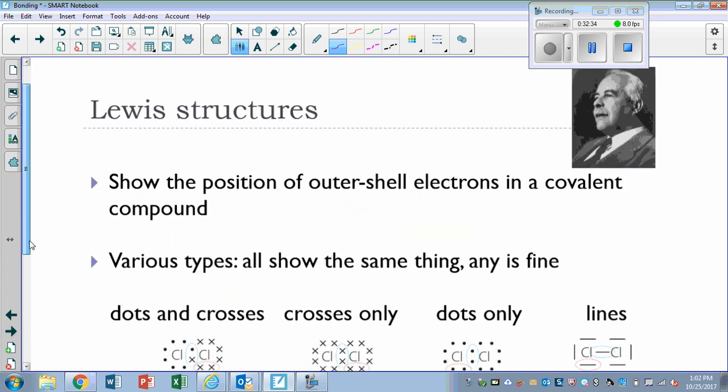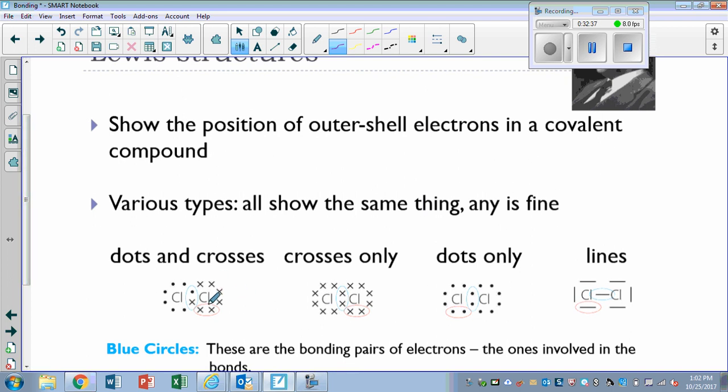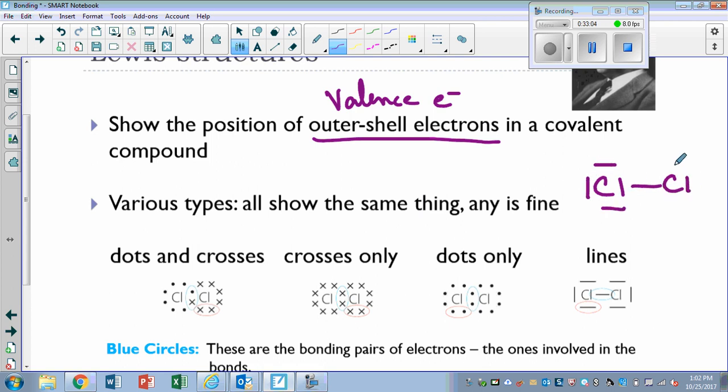Then we talked about the Lewis dot diagram, how we show electrons around the central atom. It shows the position of outer shell electrons. Outer shell electrons are called valence electrons. In a covalent compound, we have various types to show the dot diagram. We can show them as dots, like this. We can show them as a line. So you see, I can show chlorine has one pair here, one pair here, one pair here, and one pair bonded to another chlorine, another pair here, another pair here, and another pair here. So we can show the pairs by the lines.